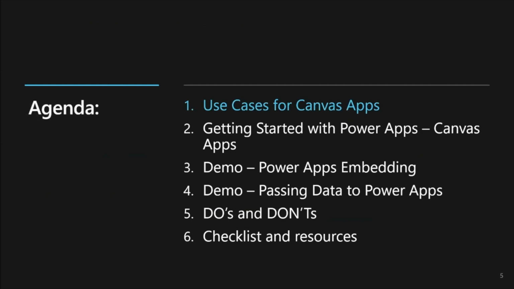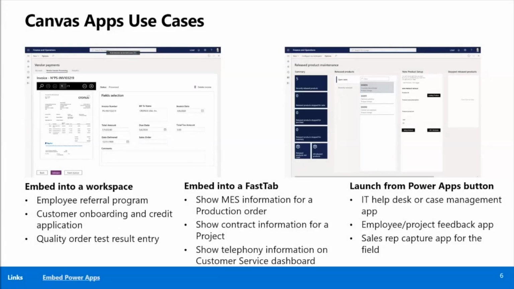So getting started with our use cases, I'm just going to dive right in. There are 3 main ways that you can use Power Apps in finance and operations for embedding into a workspace. That's through a fast tab or launching it through a Power App. So we're actually going to show a couple variations on workspaces as well. So there's a couple different ways, but a couple examples of how you might use a Canvas app with finance and operations in a workspace.